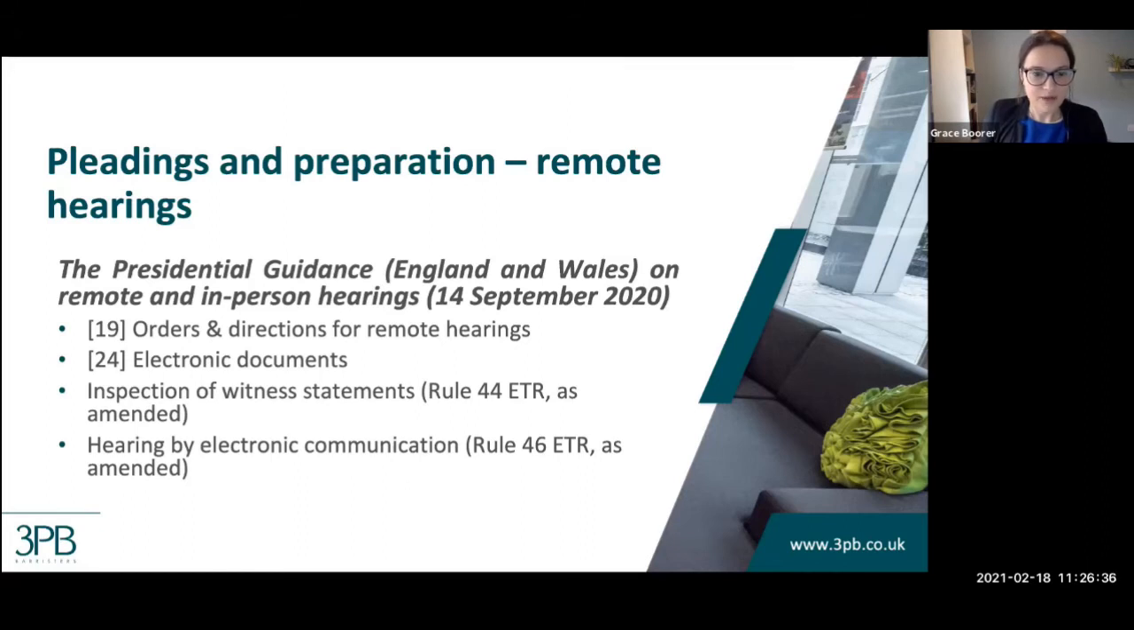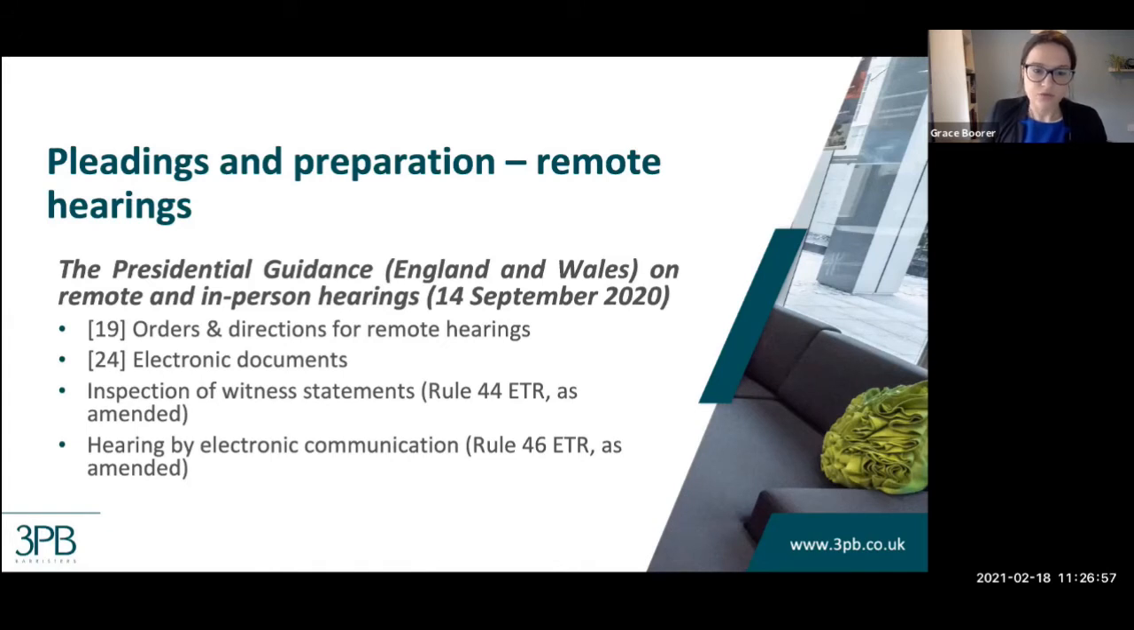A couple of amendments to the rules on this point of remote hearings, just to note, Rule 44 regarding the inspection of witness statements has been amended now to state that where there's an electronic communication, the witness statements may be viewed otherwise than in the course of the hearing, so that's something just to bear in mind.